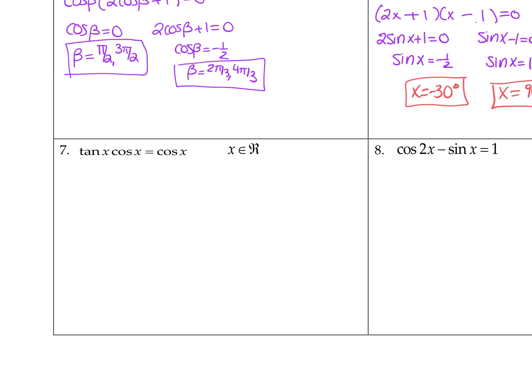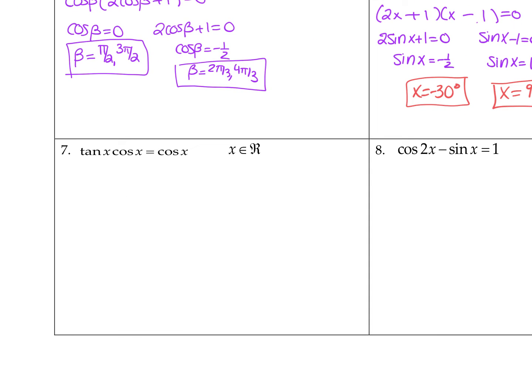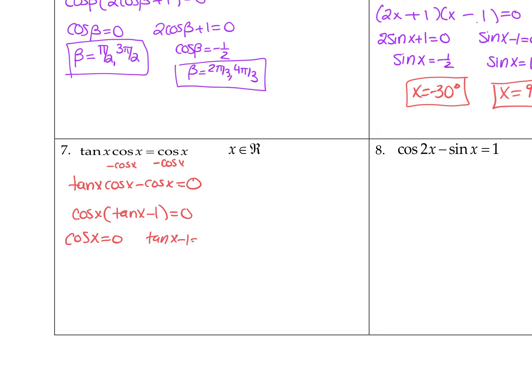In number 7, we are solving this for all reals, but again, I need my equation to be equal to 0 before I can factor this. And I can see once I move the cosine over, I'm going to have a GCF of cosine. So I'm going to factor out a cosine. I'm left with tangent of x minus 1 equals 0. So I'm going to have cosine equals 0 and tangent of x minus 1 equals 0. So tangent of x would equal 1. So I need to find the places where cosine is 0 and where tangent is 1.